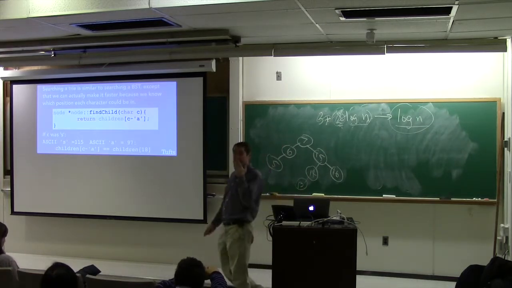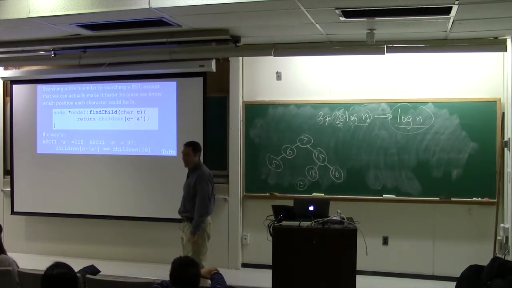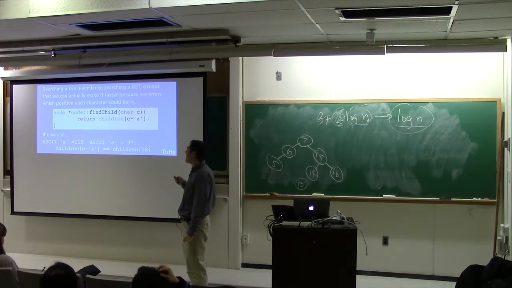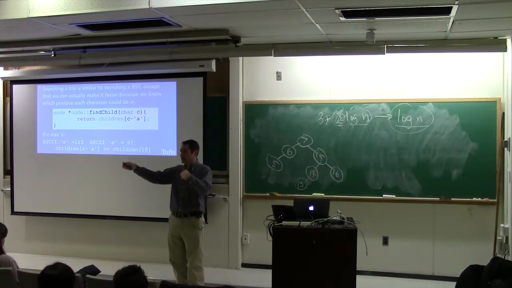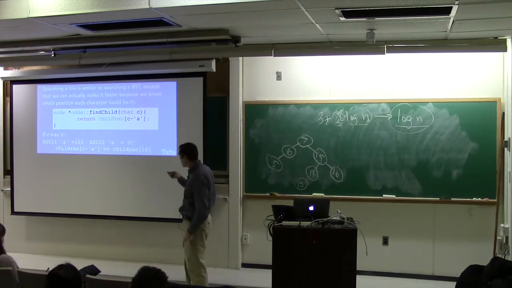All right, so a couple more things on this. Here's how you actually do the find child. This actually looks a little bit like magic. It's not, but it looks a little bit like magic. You're returning a node pointer, and you're trying to find a particular character c. If you have an array of 26 letters, 0 might stand for which letter? A. 1 might stand for b, 25 might stand for z. 0 through 25, a through z, right?